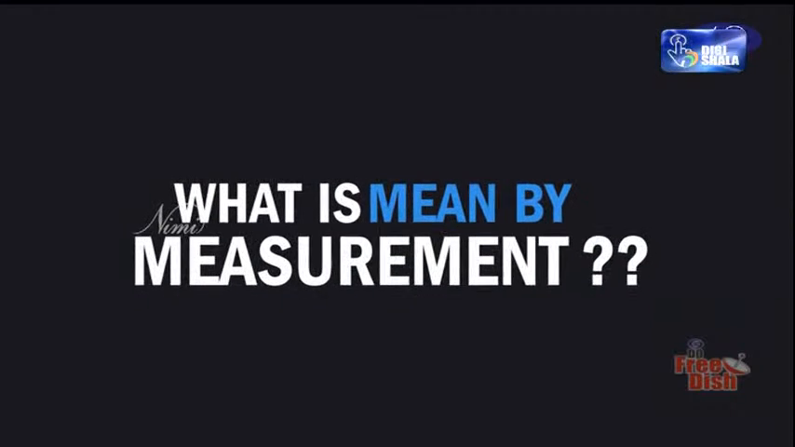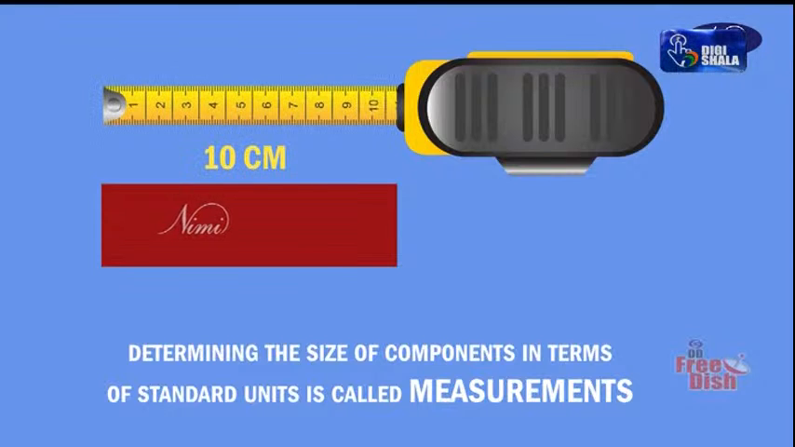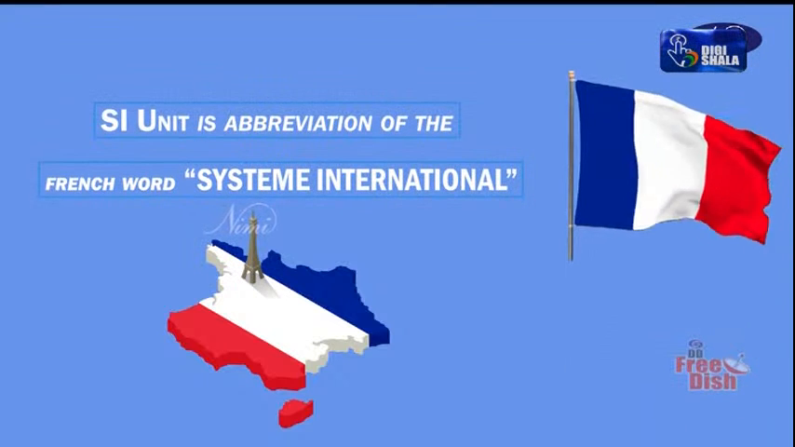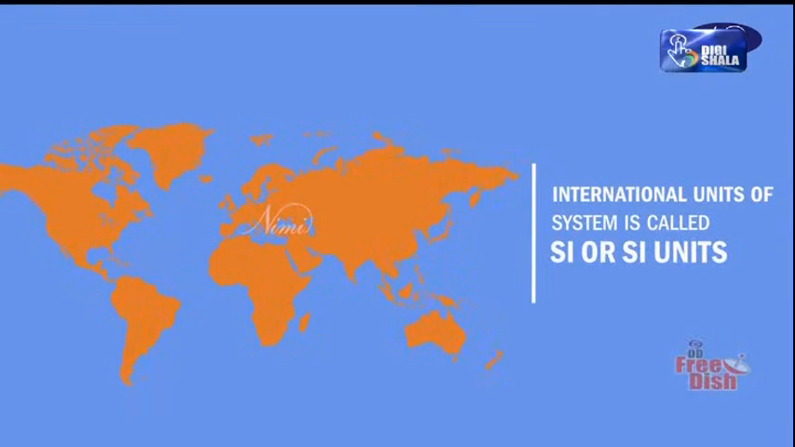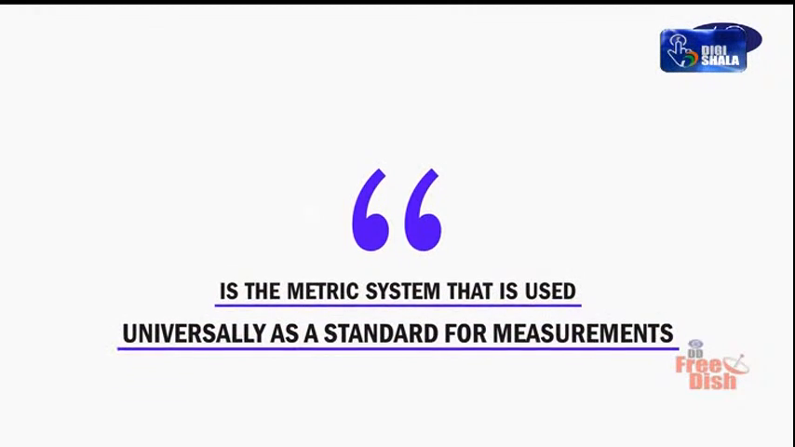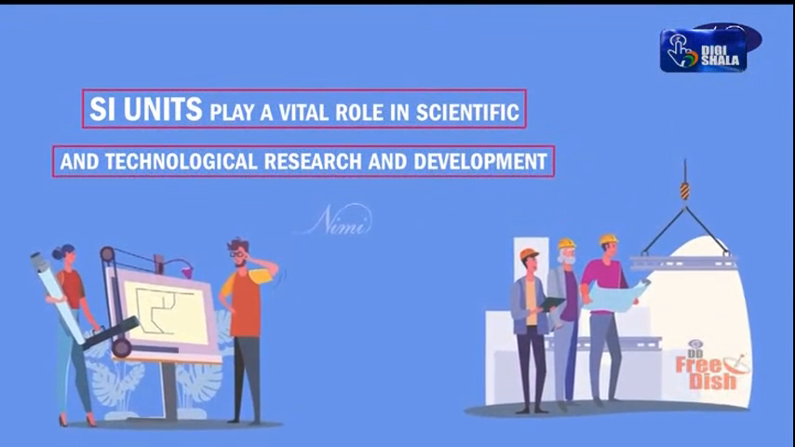What is meant by measurement? Determining the size of a component in terms of a standard unit is called measurement. SI is an abbreviation of the French words Système International. The international system of units is called SI, or simply SI units. It is the metric system that is used universally as a standard for measurements. SI units play a vital role in scientific and technological research and development.